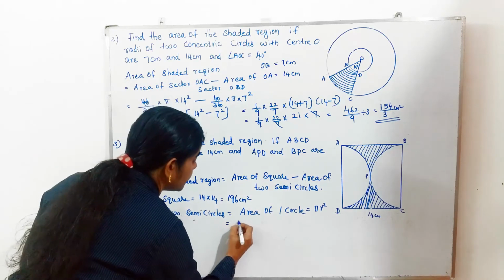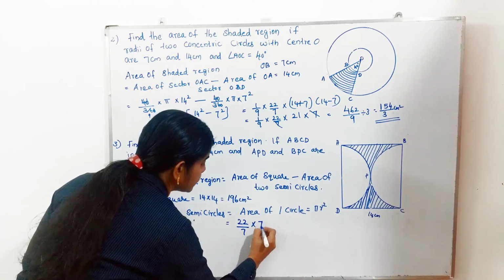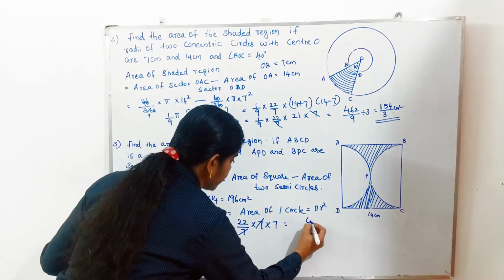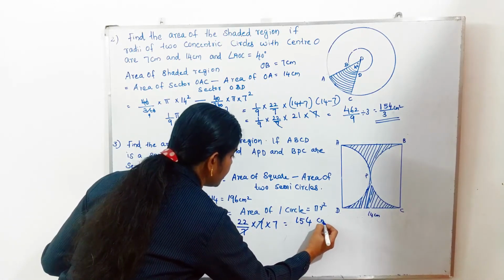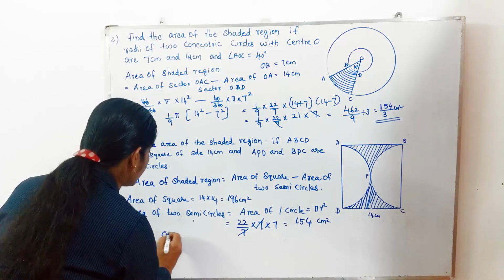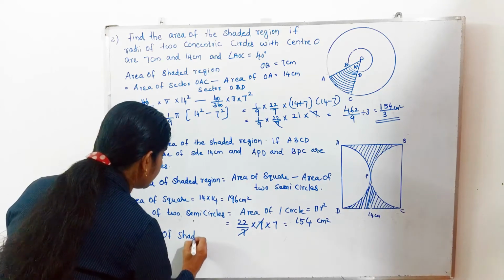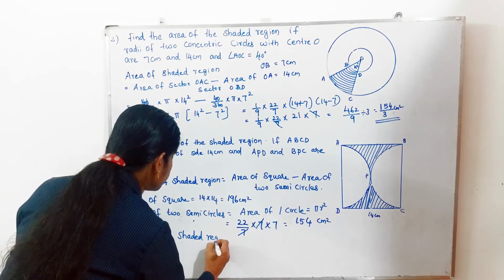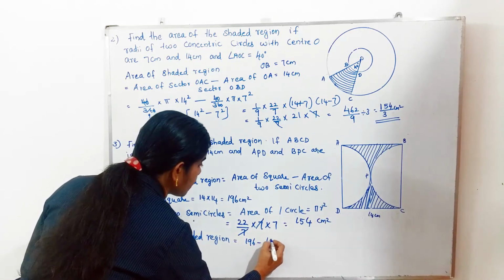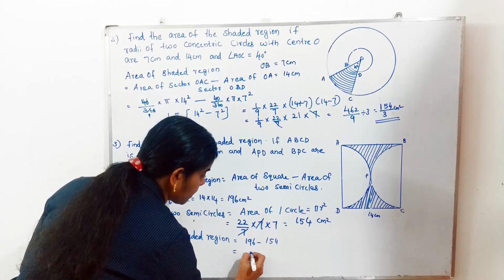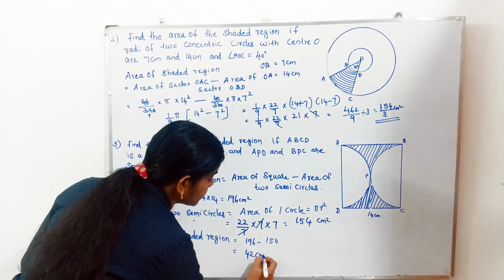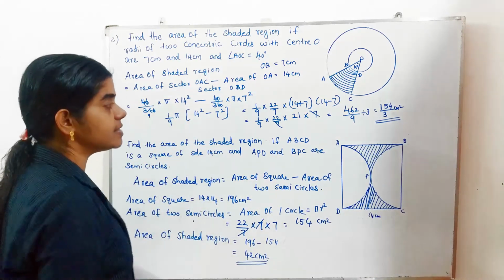That is 22 by 7 into 7 into 7. Then one 7 we can cut. 22 into 7, 154 centimeter square. Then area of shaded region is equal to 196 minus 154. 42 centimeter square will be the area of the shaded part.